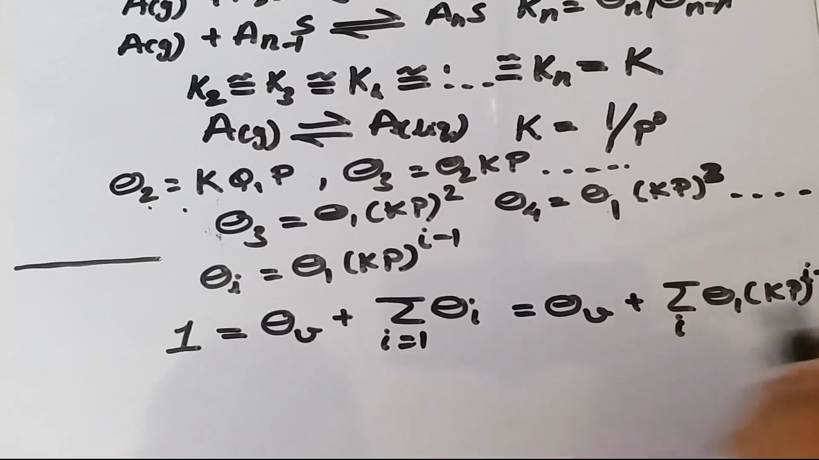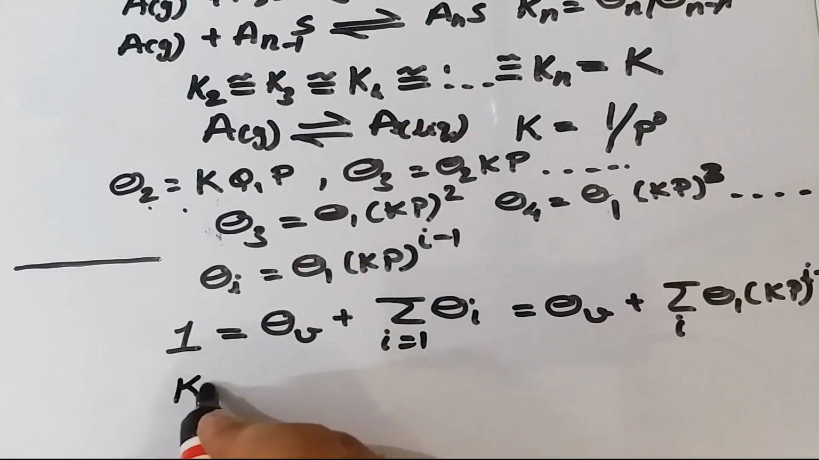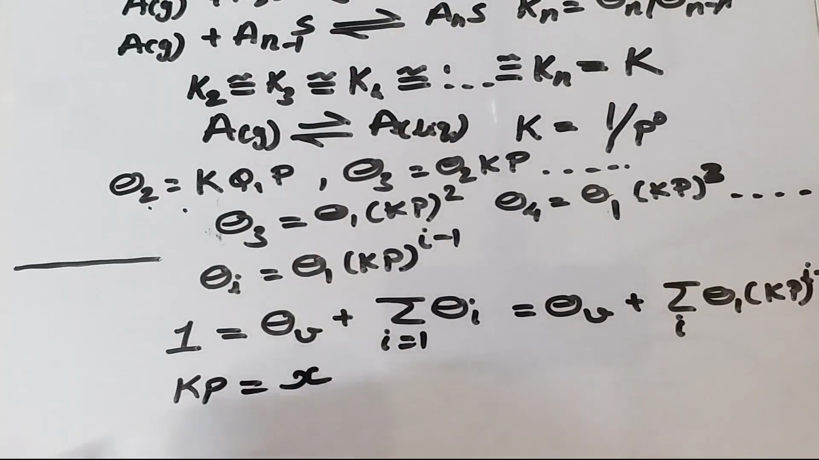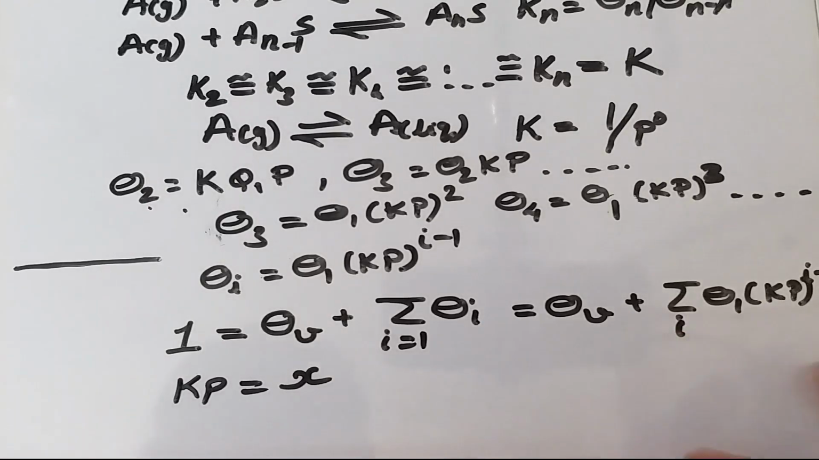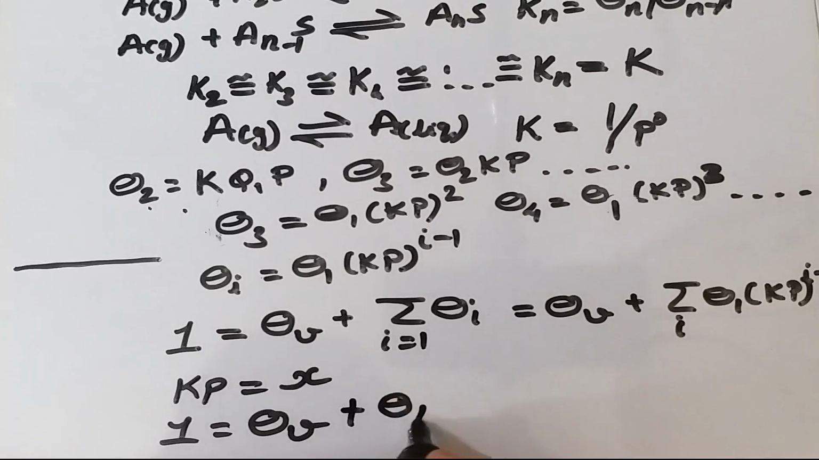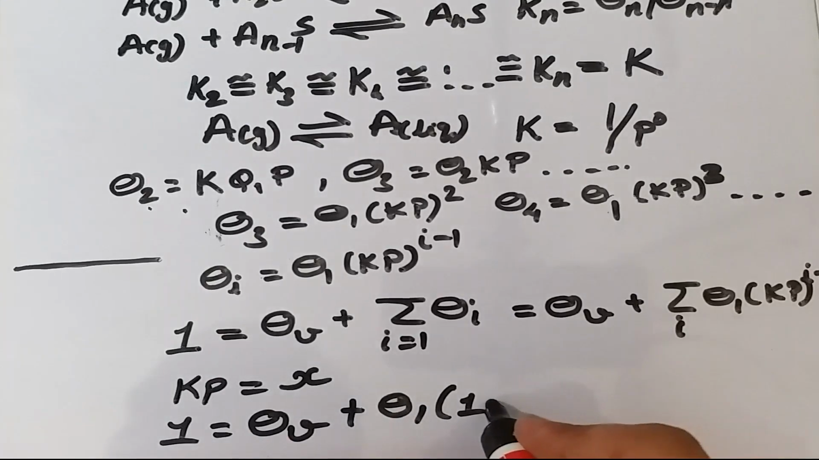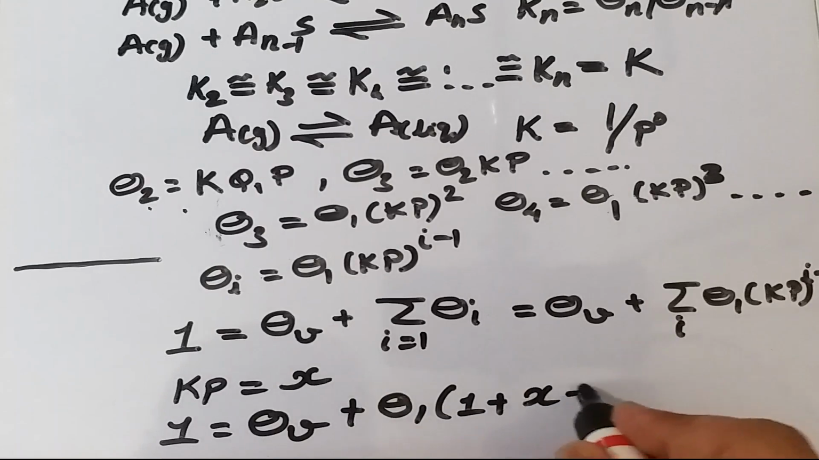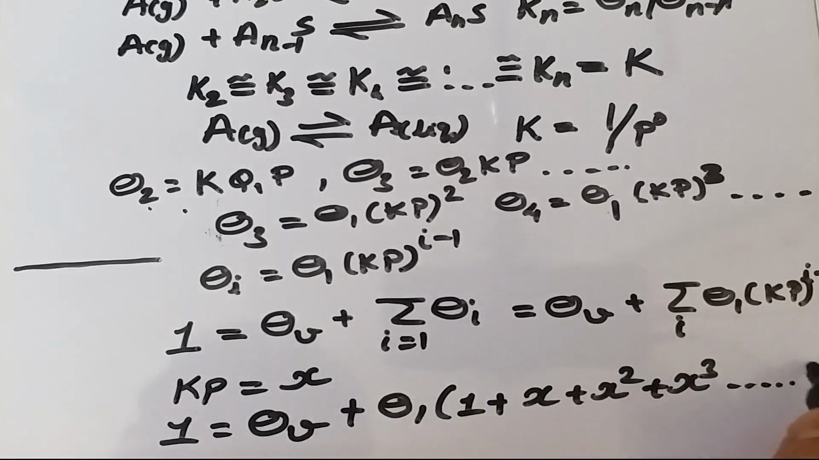kp raised to i minus 1. Now suppose we consider the value of kp, we are taking it as x. So in place of kp we will substitute x. And when we expand, we will have 1 is equal to theta v plus theta 1 into 1, that is something to the power 0 is 1, plus x square plus x cube, and so on.